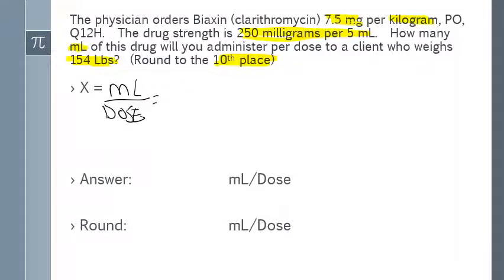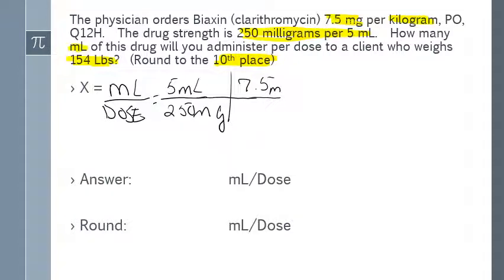So let's start with something that has milliliters in it to start setting up our problem. And that is going to be the strength. So we have 5 milliliters in 250 milligrams. We know that the order is 7.5 milligrams per kilogram, right?